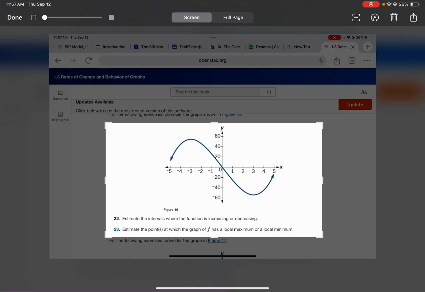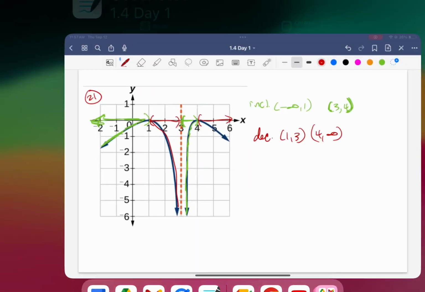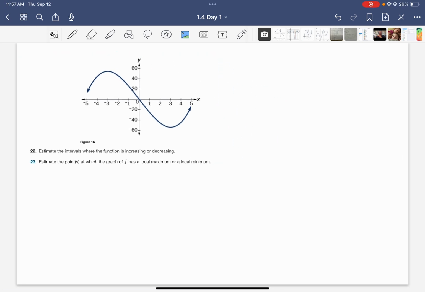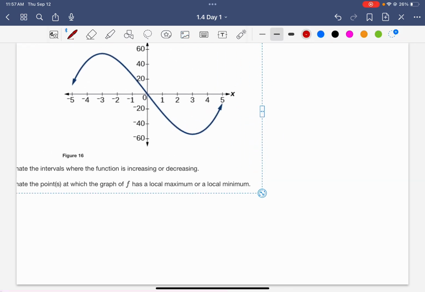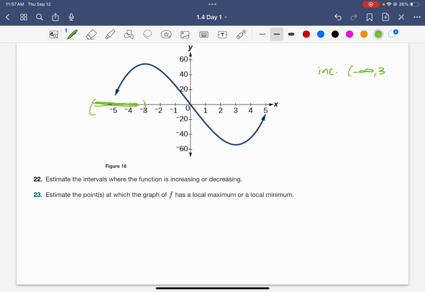22 and 23. So I'm going to say done, boom. 22 and 23. Let me go picture, paste. 22, 23. So for 22, it wants to know increase, decrease. I think you can see by now that increasing is going to be from negative infinity to negative 3, and then from 3 to infinity, and it looks like it's going to decrease in here. It's going to decrease from negative 3 to 3.